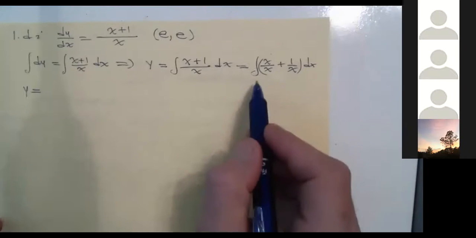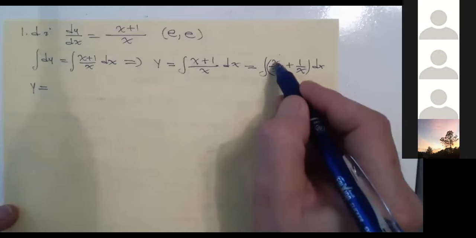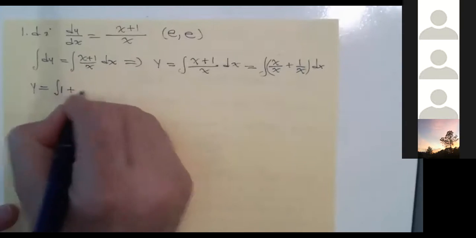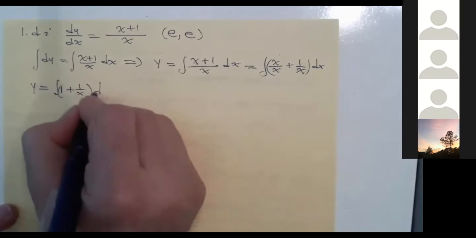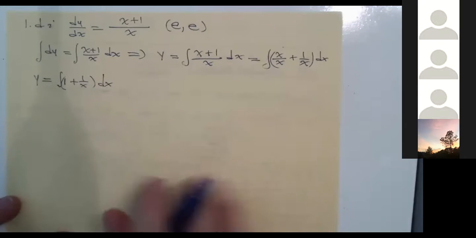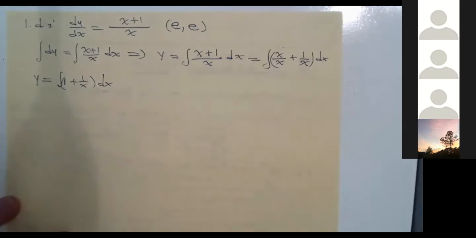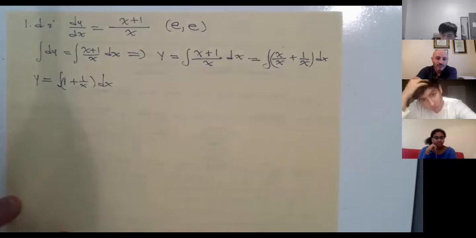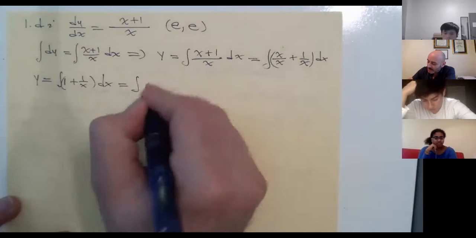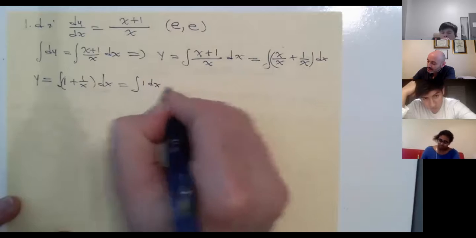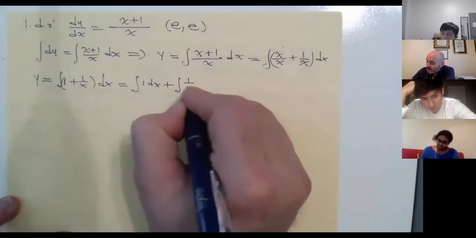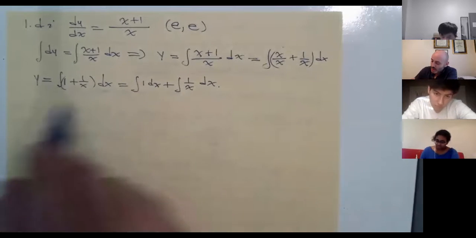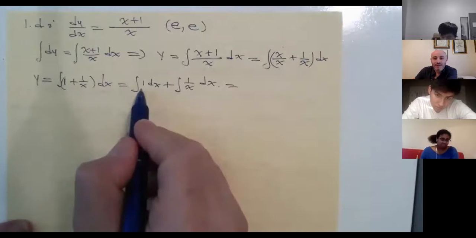All right, so we're simplifying, correct? Well, this is x over x, that's just 1. So this is 1 plus 1 over x dx. And in order to solve this, I'm going to split this up into 2 integrals, okay, as we did before. So this is just the integral of 1 dx plus the integral of 1 over x dx. All right. Now, what's the antiderivative of 1?